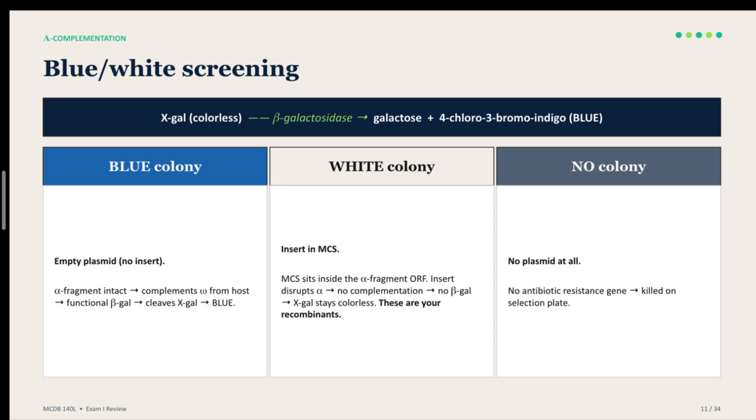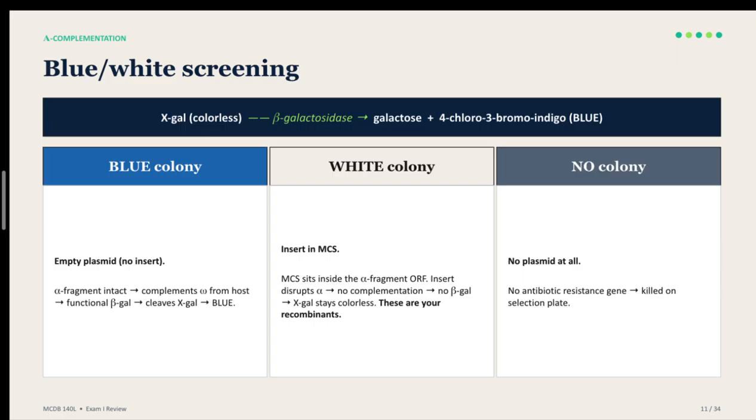So all you have to know is if you get a successful insertion, that means you're going to disrupt that alpha fragment because the open reading frame is inside the multiple cloning site. Because of that, there's no alpha-omega interaction, which means that you don't get functional beta-galactosidase, and then you don't get a cleaving of X-gal, therefore you don't get a blue color. So again, it's really important to emphasize that the white colonies are your recombinants.